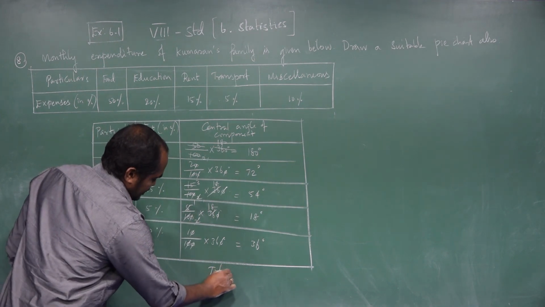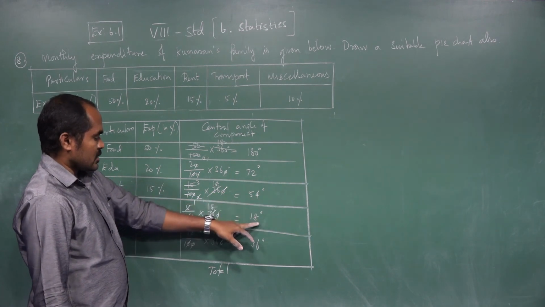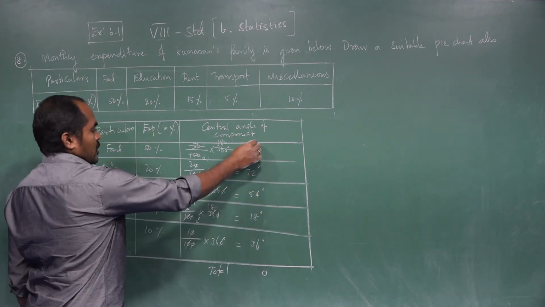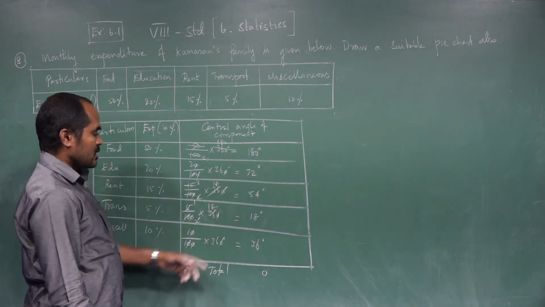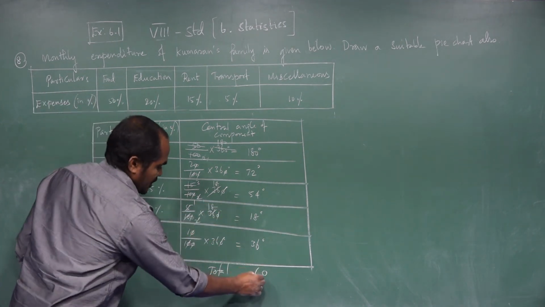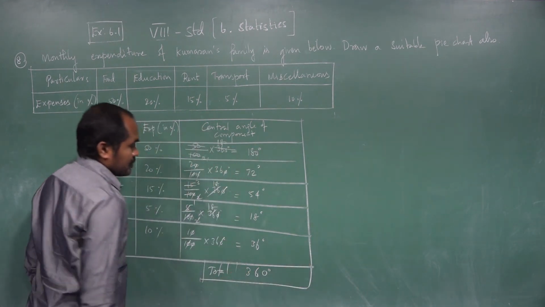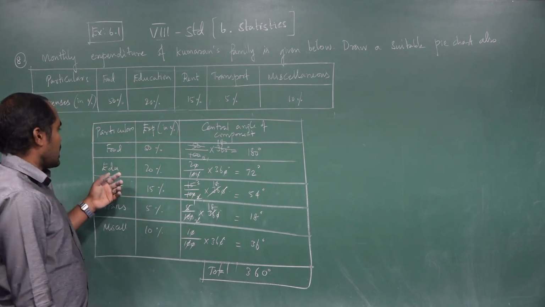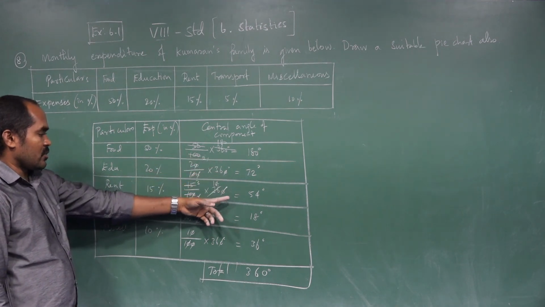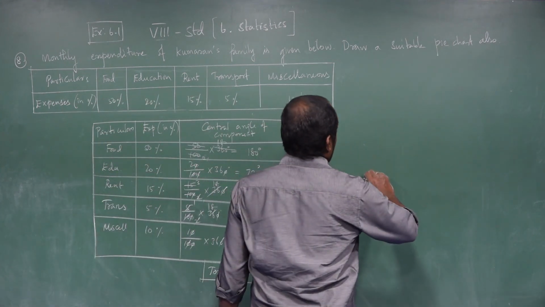So total, 0 plus 2 is 2, plus 4 is 6, 6 plus 8 is 14, 14 plus 6 is 20, remaining 2, 2 plus 8 is 10, 10 plus 7 is 17, 17 plus 5 is 22, remaining 2 plus 1 is 3. So total is 360 degree, right? So the central angle of food is 180 degree, and the components are 180 degree, 72, 54, 18 and 36 degree.